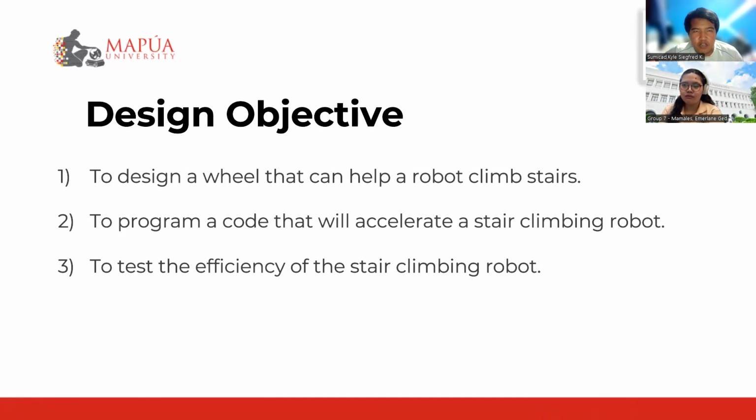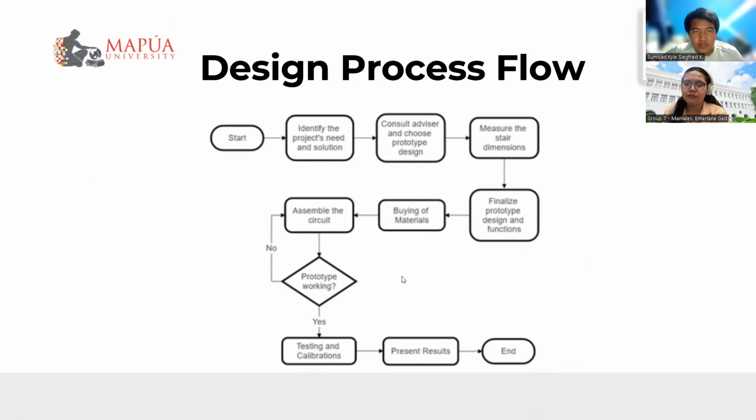So these are the design objectives. First, to design a tri-wheel that can help a robot climb stairs. Second, to program a code, like Arduino or Python, that will accelerate the stair climbing robot. And third, to test the efficiency of the stair climbing robot. So here is the design process flow.